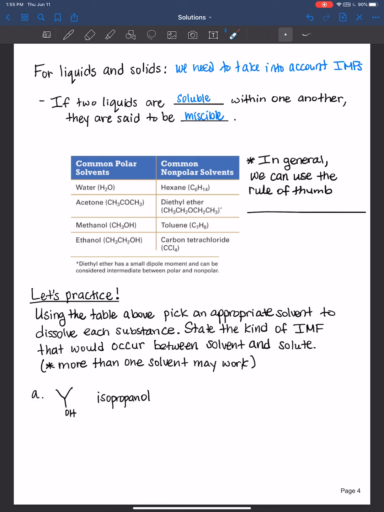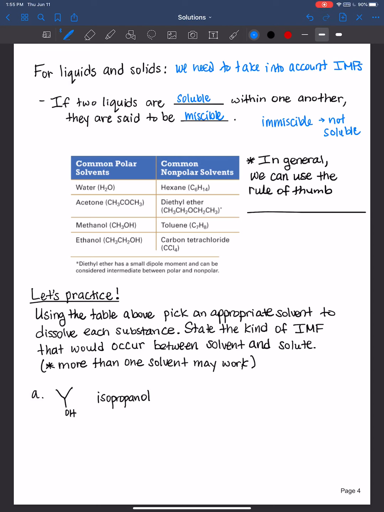Now, if you have two liquids that don't mix with one another, in the example in that previous video, I think I used water and pentane. They don't like each other, right? Polar, nonpolar. So we would call that immiscible. Okay, so immiscible means that it's not soluble. They do not mix.